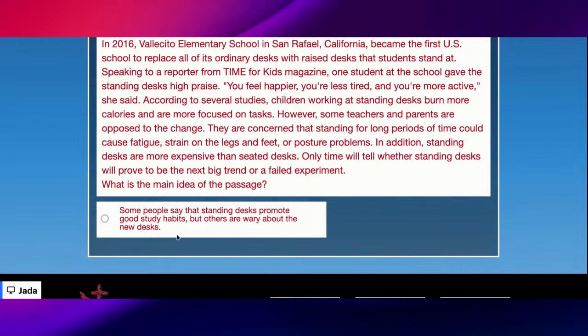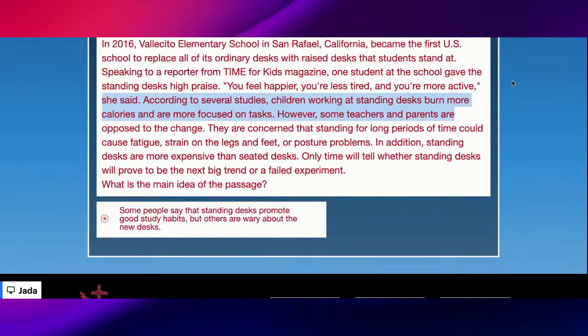What is the main idea? So the main idea is some people say that standing desks promote good study habits, but others are worried about the new desks. That's true because you can never tell if it is good or bad. So that's it for this one.